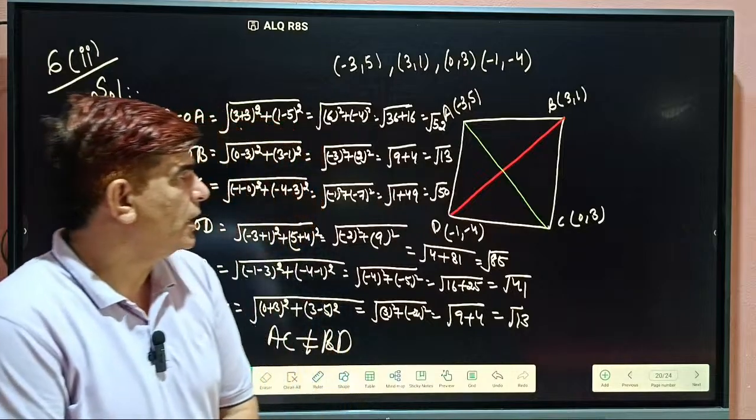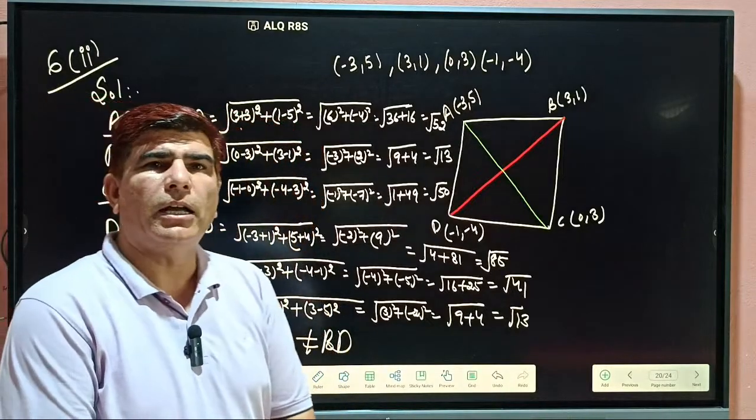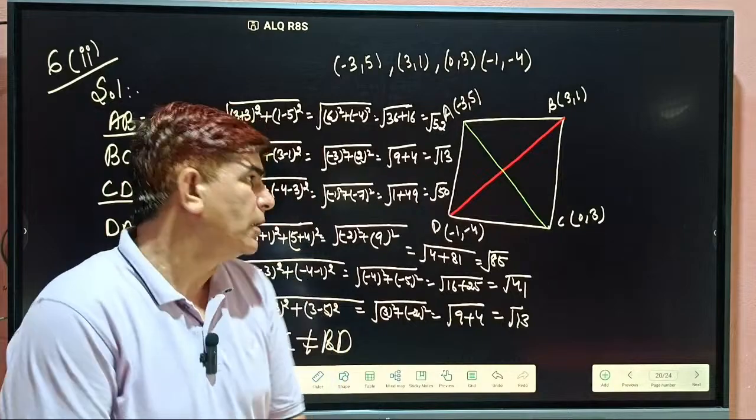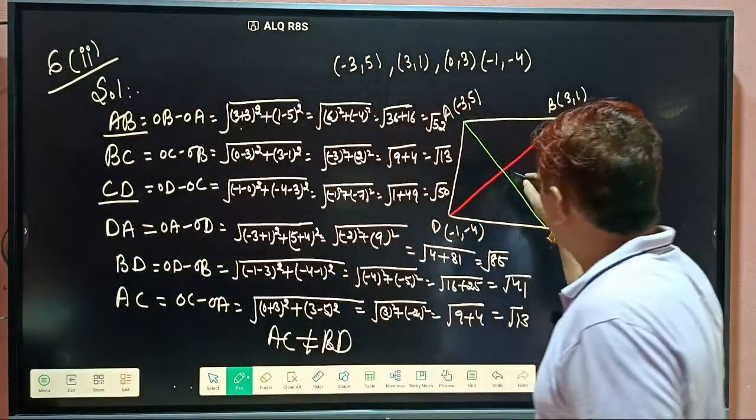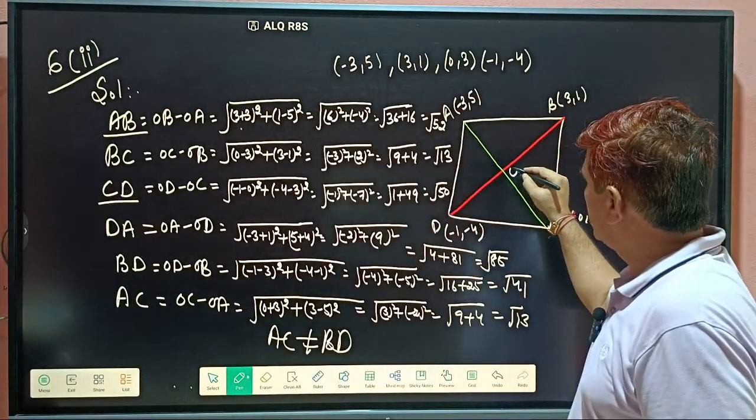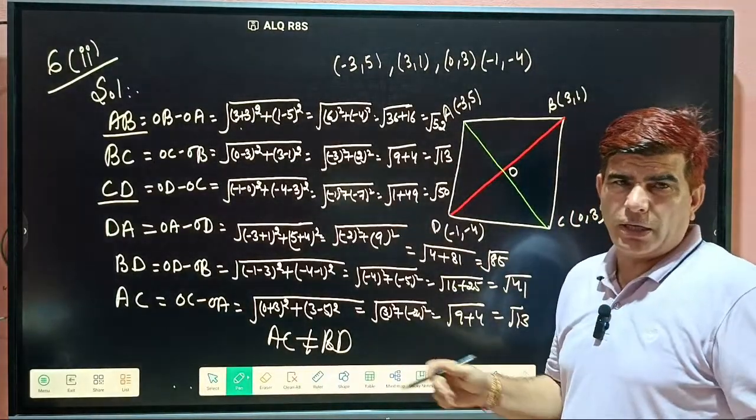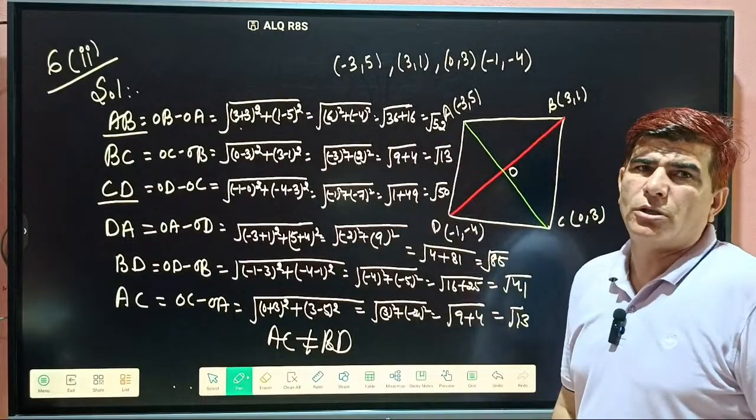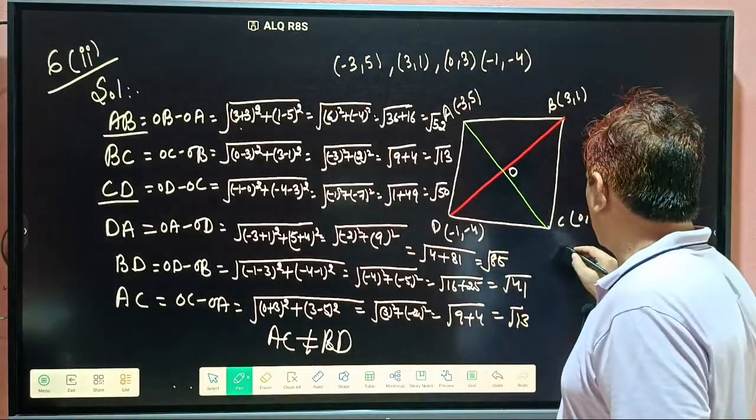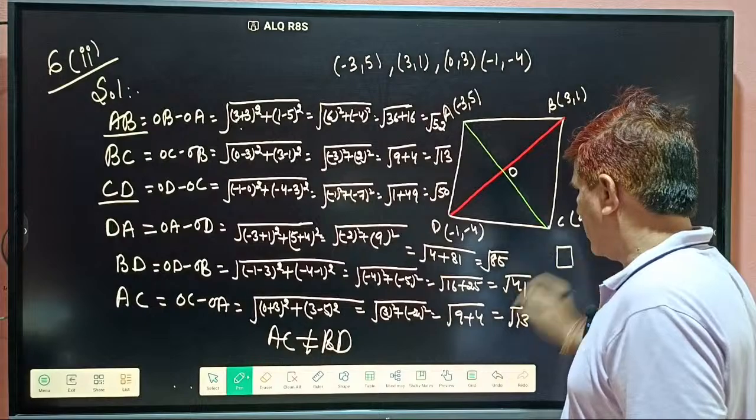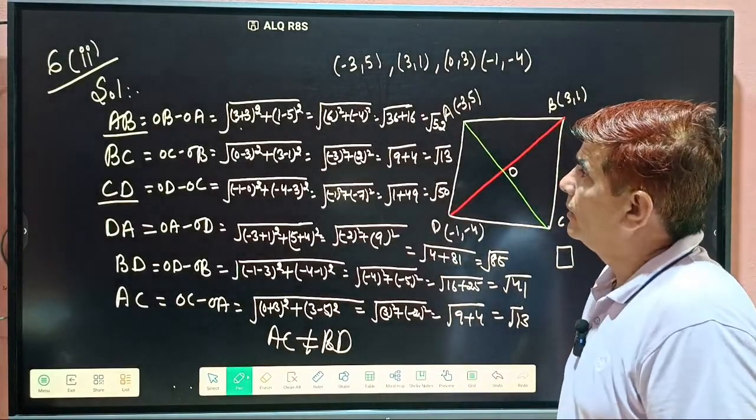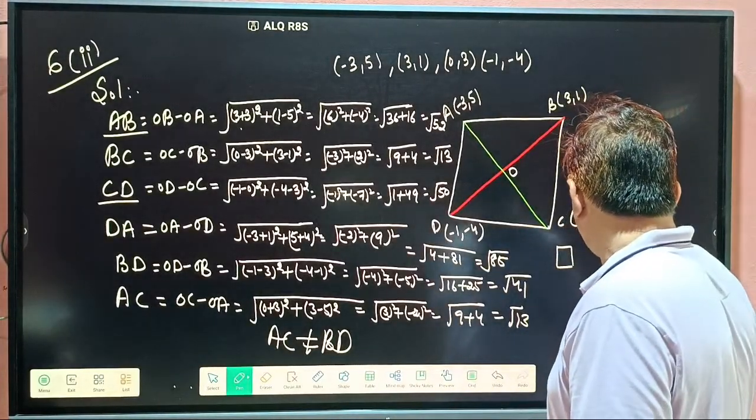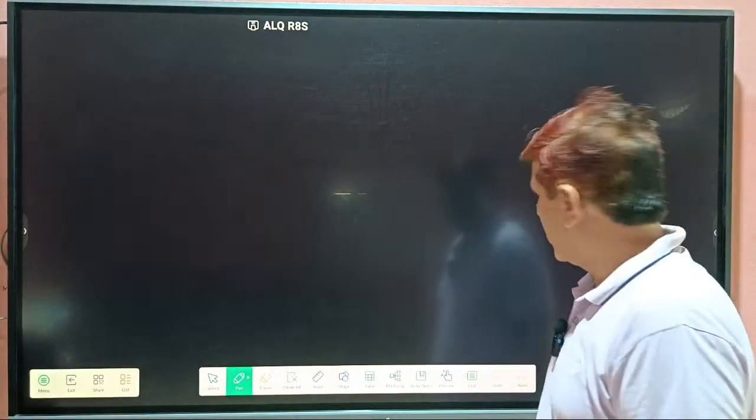Trapezium, what do we need? Opposite sides equal and diagonals bisect each other at a point. But here we don't know the coordinates of this point. If this point's coordinates were given, then we could check whether it is a trapezium or not. So we can say it is a quadrilateral. Understood?